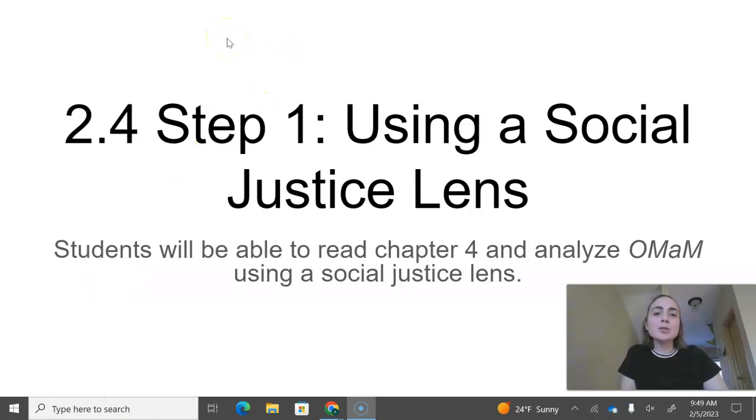Today we're going to be talking about using a social justice lens, and your objective is that you are going to read chapter 4 in Of Mice and Men and use the social justice lens to analyze that chapter.